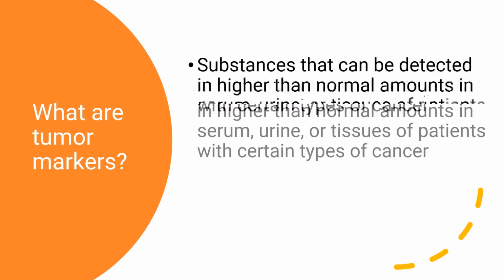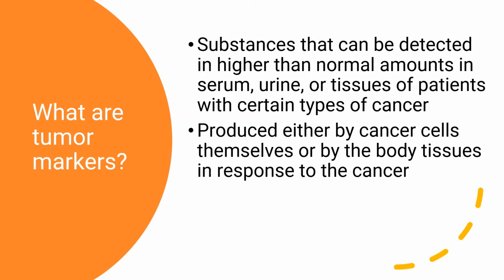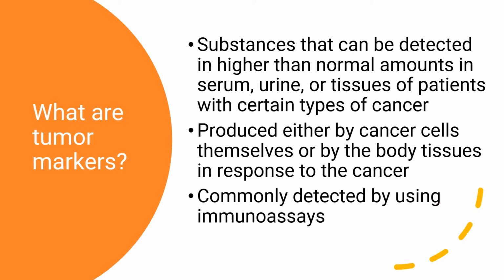What are tumor markers? Tumor markers are substances that can be detected in higher than normal amounts in serum, urine, or tissues of the patients with certain types of cancer. They can be produced by cancer cells or by other cells in the body in response to the cancer. They are usually detected by using immunoassays.